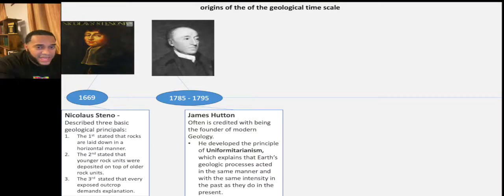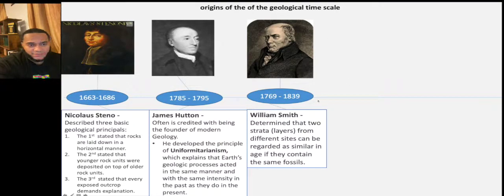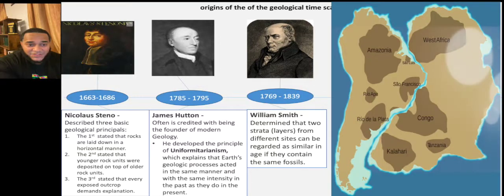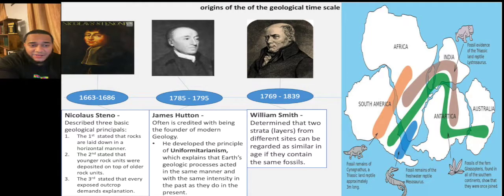Moving into the next slide, we can see another image here. Also in the 1700s, this scientist named William Smith determined that two strata from different sites can be regarded as similar in age if they contain the same fossils. For instance, if a fossil remain is found in both Africa and South America, then it can be regarded as similar in age, and perhaps both continents were joined together in the geological past. So fossils found in different sites can be considered to have common origins.